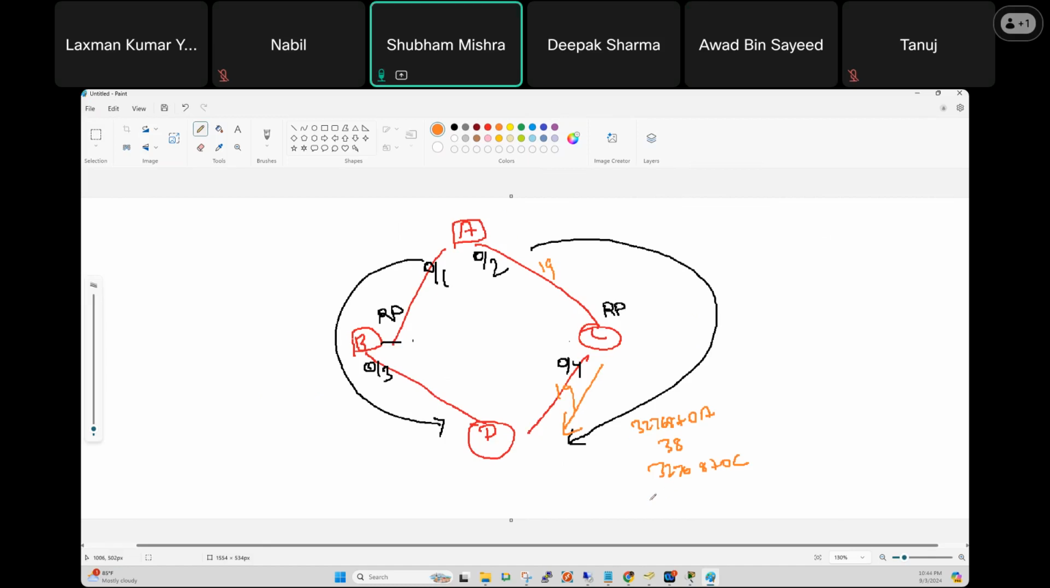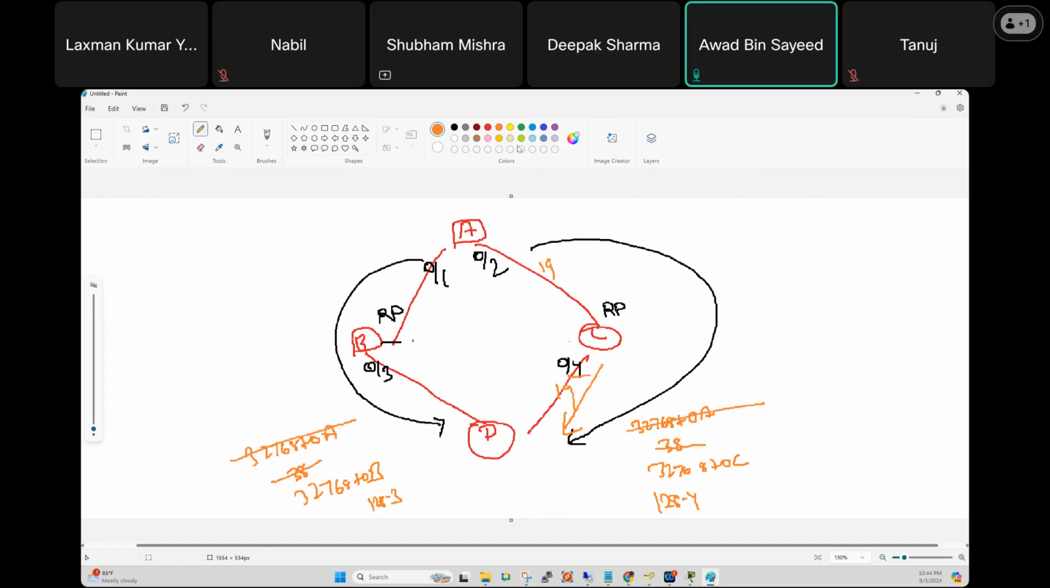Sender port ID will be 128.4. Now here, guys, 32768 plus 0A, yes or no? Yes. Now cost 38, 19 plus 19, 38. Sender bridge ID 32768 plus 0B, and 128.3. Now tell me, cost is tie, right? Yes or no? Yes. Cost is tie. So here election will happen on the basis of sender bridge ID.